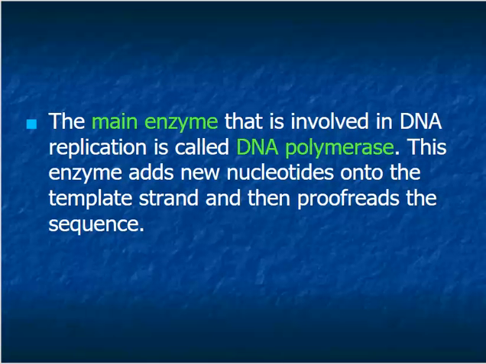So that main enzyme that's involved is called DNA polymerase. This adds on the new nucleotides that fit into that sequence. And then it proofreads to make sure that there haven't been mistakes made. Once all of that is done correctly, the cell can then go on to mitosis and split to make two new cells.